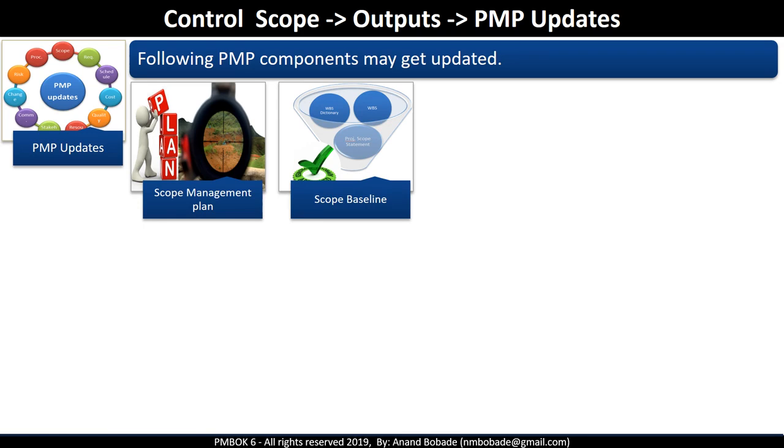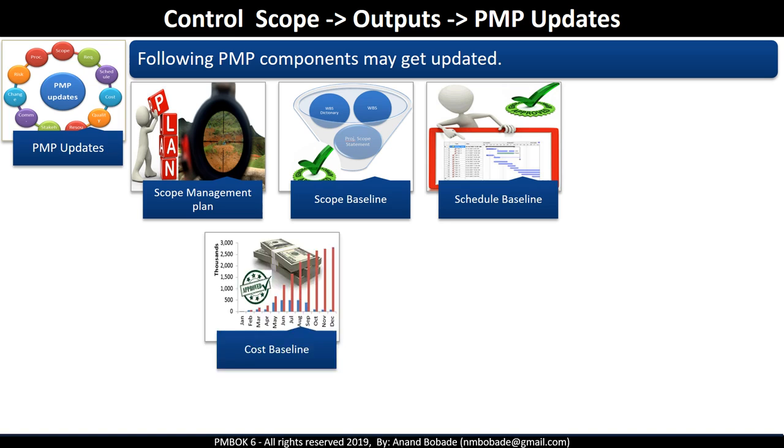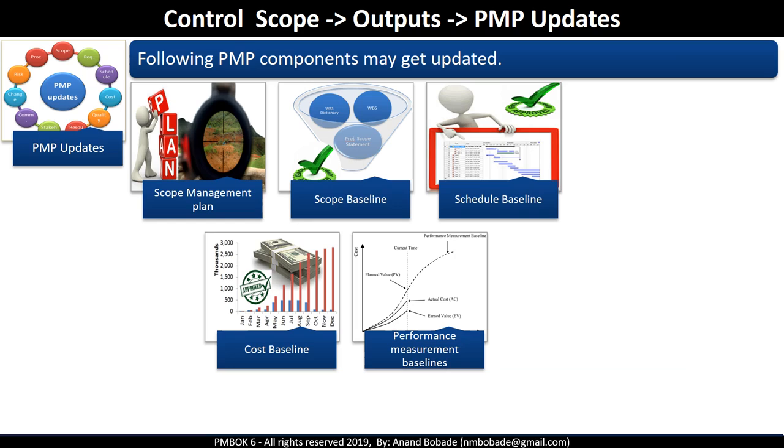Baselines. Scope baseline, schedule baseline, and cost baseline. The scope baseline may be changed if a change request is approved, which may result in changing the schedule baseline and the cost baseline. If the scope baseline is found to be unrealistic, then the scope baseline and other baselines need to be changed, and this will result in changing the performance measurement baseline, which is used in earned value analysis. Note that earned value analysis combines the measure of all three constraints, that is, scope, cost, and schedule.